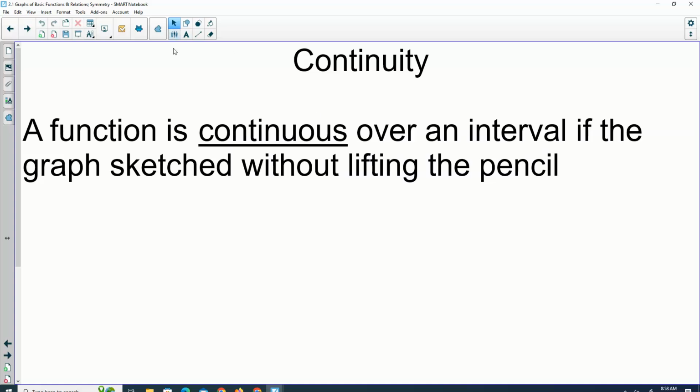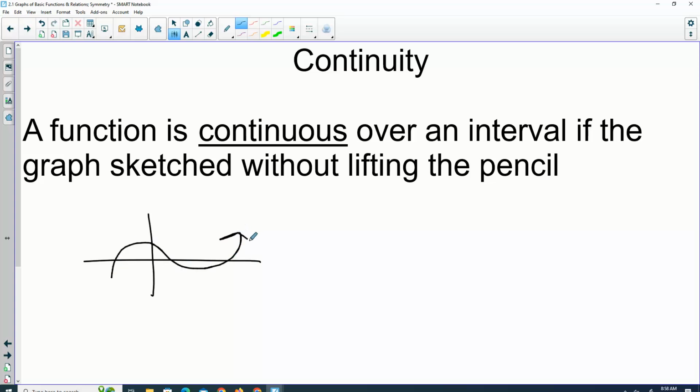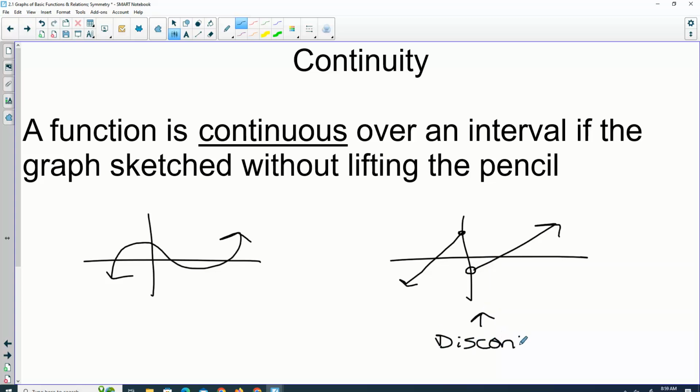So for instance, if I'm looking at something like this, that's a continuous function. Okay, I can draw the whole thing without picking up my pencil. If I give you something like this, is that continuous? No. We would say that is discontinuous at x equals 0. There's a break in our graph there. It's continuous everywhere except the 0.